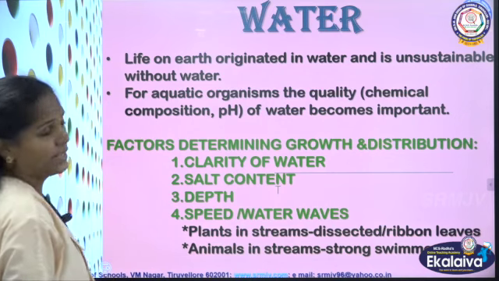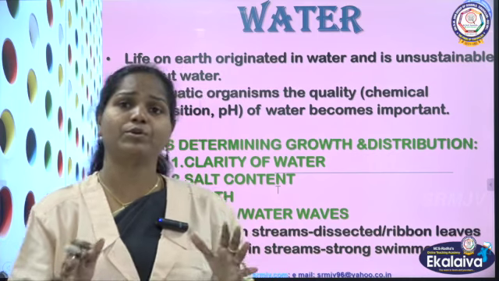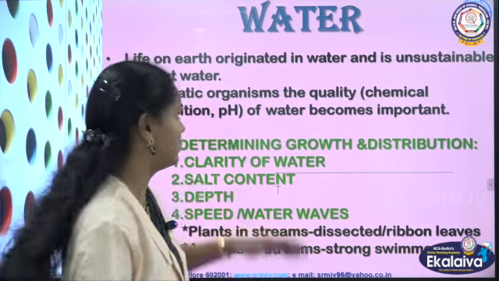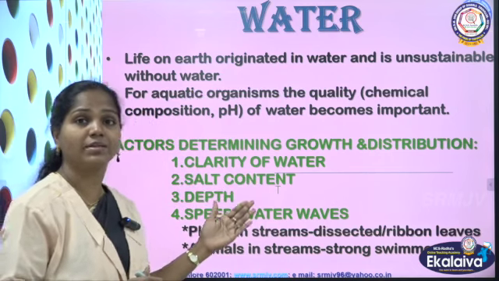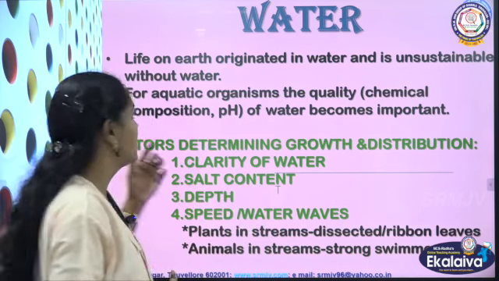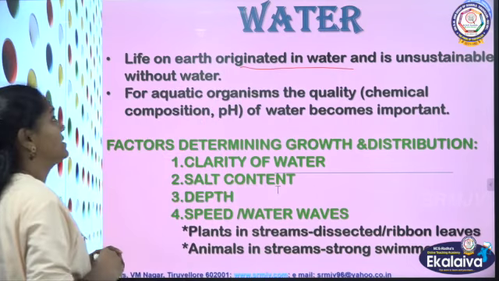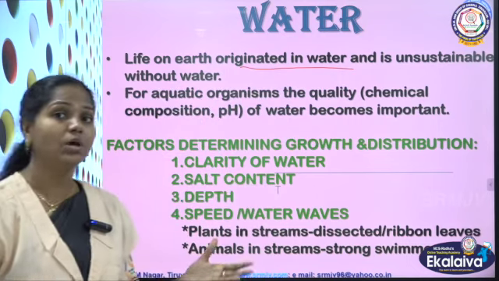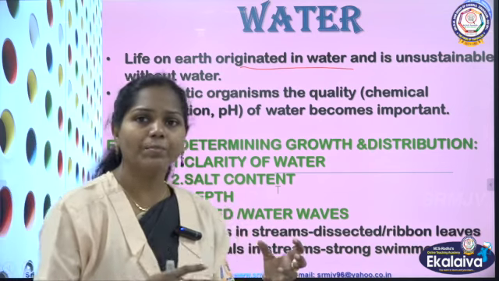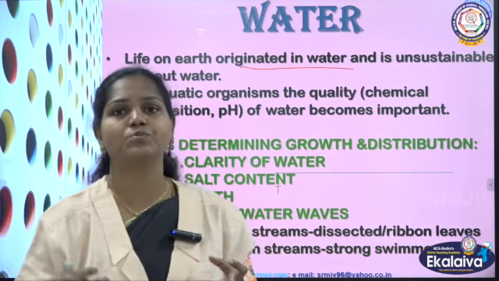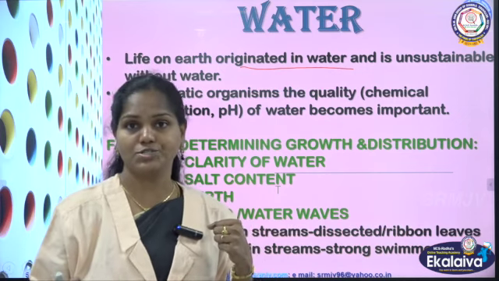So this is about the different kinds of animals which adapt to differences in temperature. The next limiting factor is water, and you know the importance of water in the survival of organisms. Life on earth originated in water, and it is unsustainable without water, because water is an important raw material used by plants for photosynthesis, from where we get our energy source.